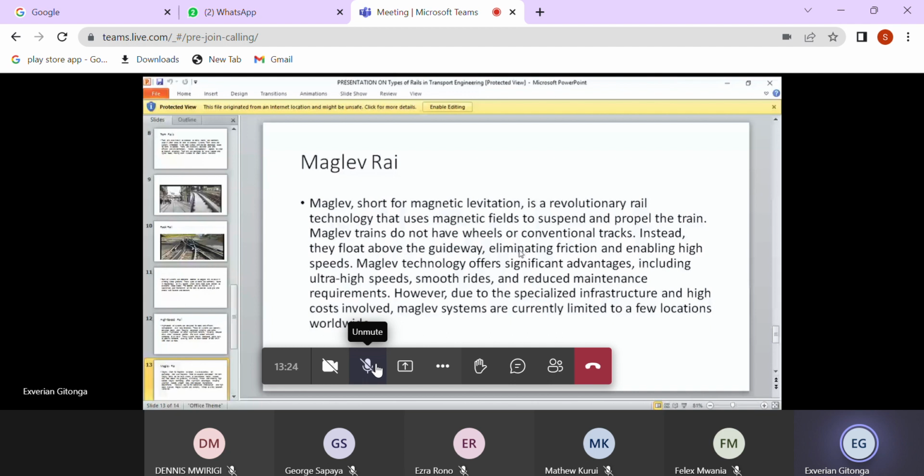So this technology offers significant merits. One could include high speeds. They offer smooth rides and reduced maintenance requirements. However, due to the specialized infrastructure and high costs involved, they are currently limited to a few locations. So you cannot find them in various parts of the world. They are only restricted to particular areas.